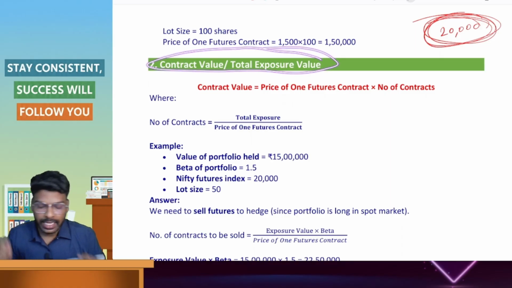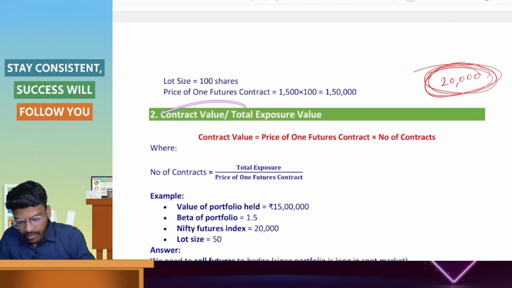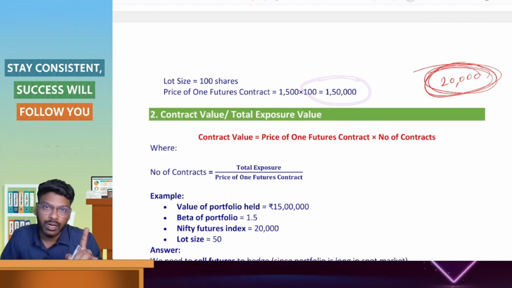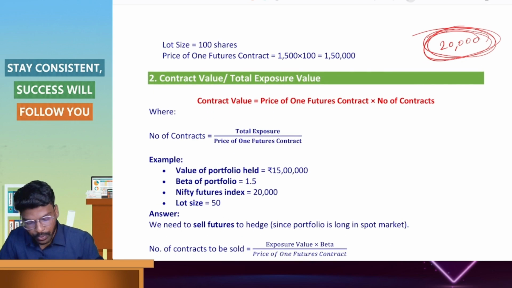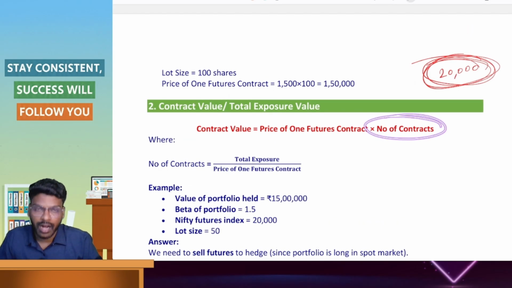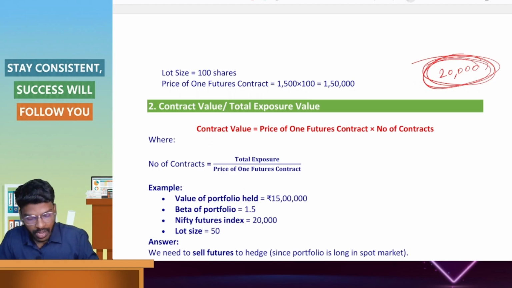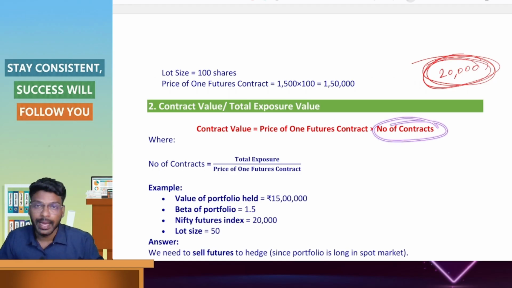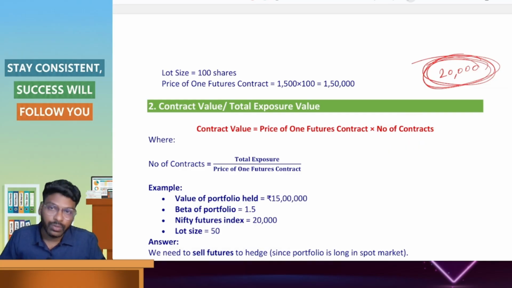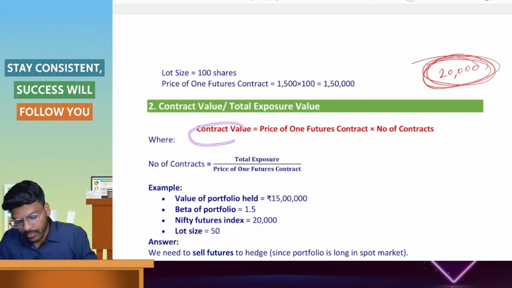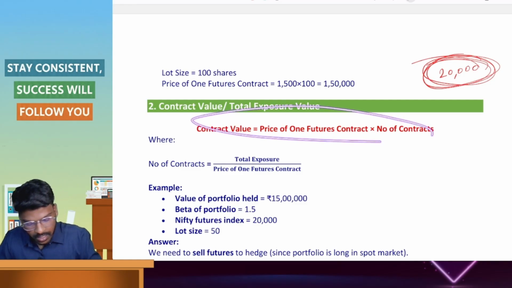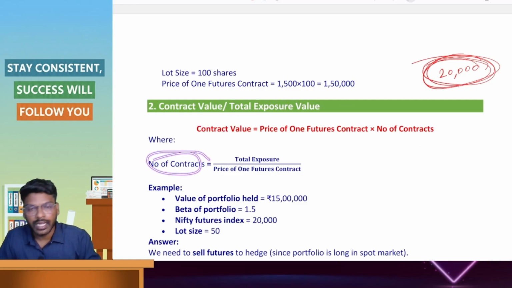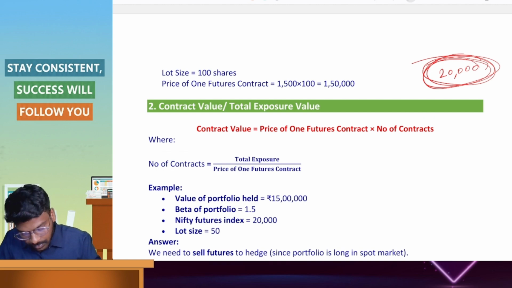Contract value, or total exposure value. What is the contract value or total exposure value? We have computed the price of one contract. Now we have to compute the contract value. The number of contracts will decide the contract value. If the contract value is given in the question, we have to compute the number of contracts; this will be the balancing figure. If the number of contracts is given in the question, we will compute the contract value. The contract value may not be given in the question. In this case the formula can be used for computation of the number of contracts and also for computation of the contract value or total exposure value.